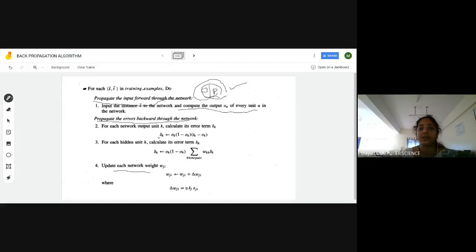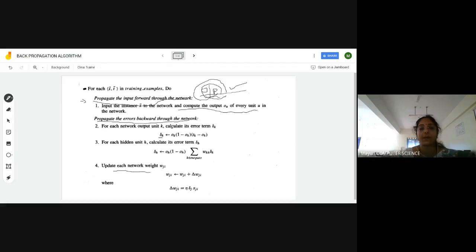Here, when I am propagating back, my journey starts from the output unit, then the hidden layer, then the input. When I am propagating forward, my journey starts from the input layer. Through the hidden layer, I will reach the output layer, right? And at every unit, I need to calculate the output. I have to calculate the outputs at the hidden layer as well as the outputs at the output layer.